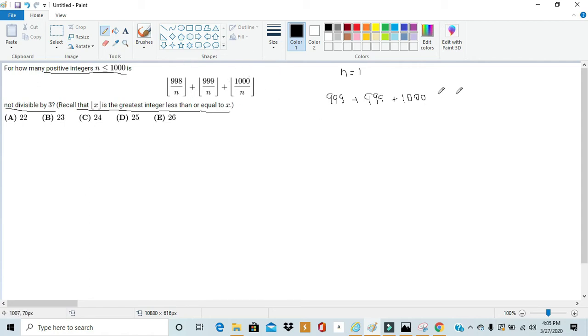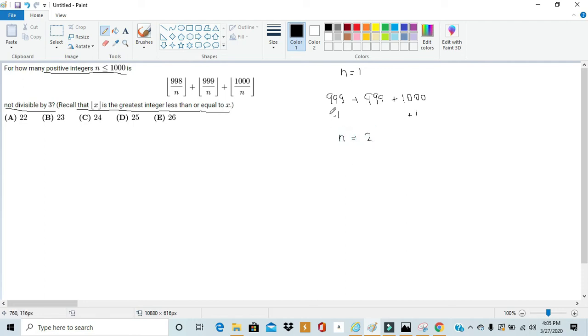And I know that this is a multiple of 3 because this is just 999 minus 1, and this is 999 plus 1. So in the end, we have three 999s, minus a 1 plus a 1, which will just cancel out. So we get 3 times 999, and that's already divisible by 3. So this case doesn't work. How about if n is equal to 2?